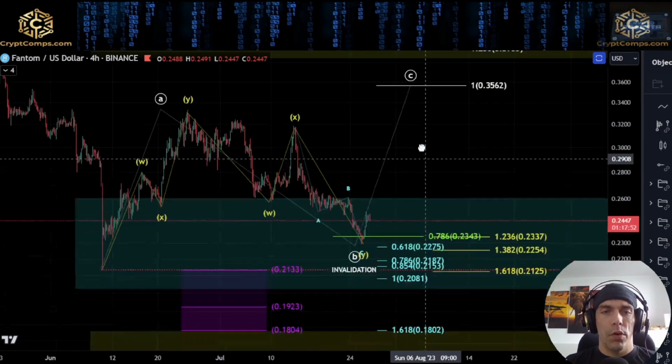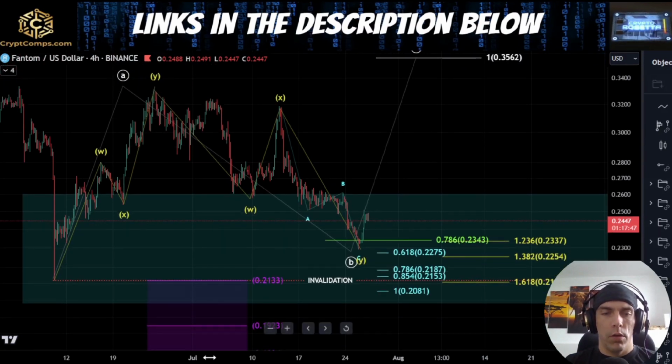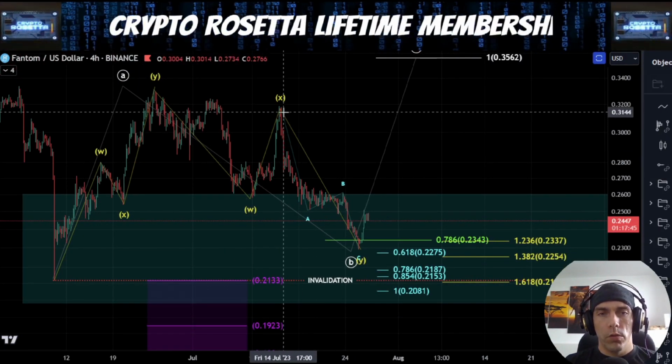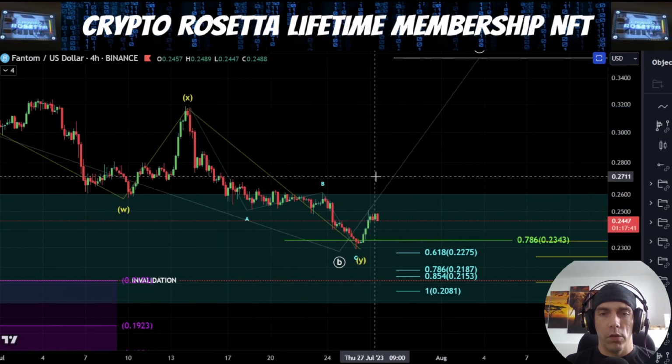Now if we do see price break down here, we need to just be a little bit careful, because what we can also argue within this structure is that this is an A wave here, this is a B wave, and that the C wave isn't completed.